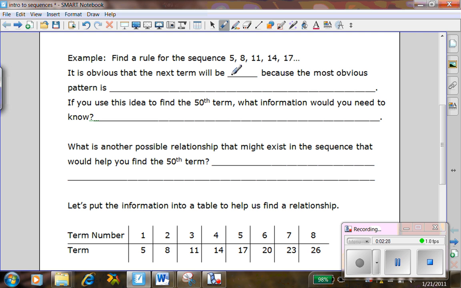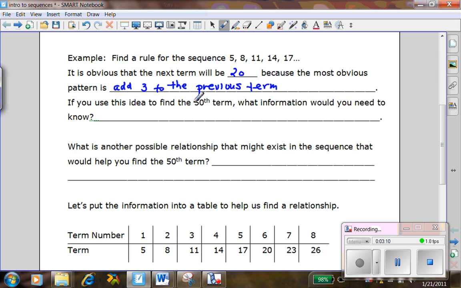And hopefully you said, go ahead and say it, don't be shy. It should be 20. Because the most obvious pattern that you see is, and just think, how do you get from 5 to 8, 8 to 11, 11 to 14, and so on? What's happening? And hopefully you're thinking, oh, well, that's pretty clear. The most obvious pattern is we're adding 3 every time. And we'll say we'll add 3 to the previous term, which just means the number that came before it. Previous is immediately before it. So if I take the previous term and I add 3, I will get the next term.